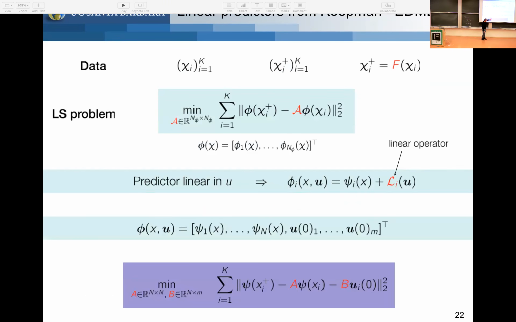And if you do that, then your approach to finding your matrix changes a little bit. In particular, if you just do a linear lifting, so you assume that linear lifting in control variables is enough, you get this nice system to minimize over A and B that is going to give you a linear control system in the embedded space.